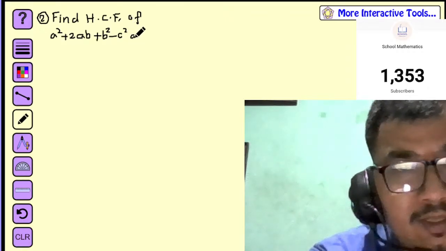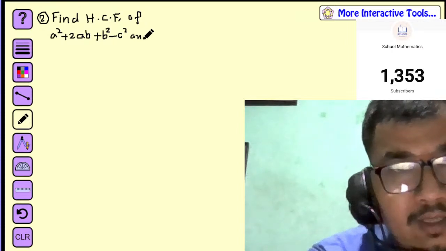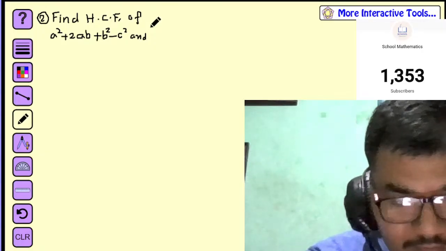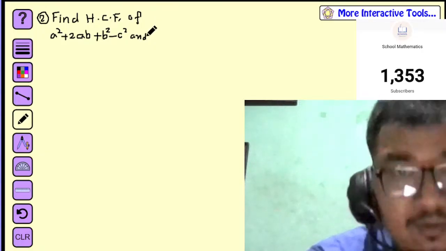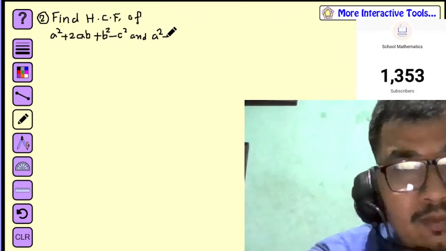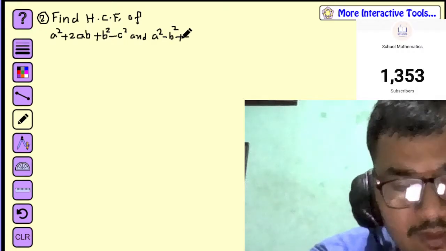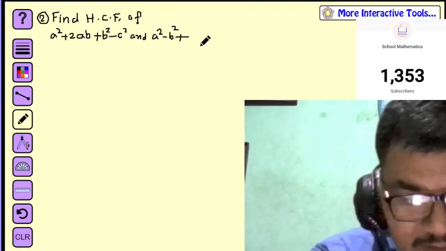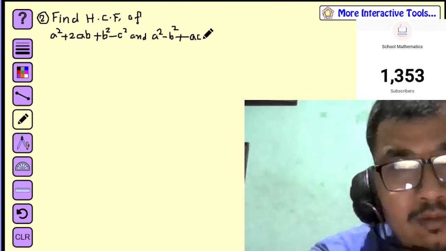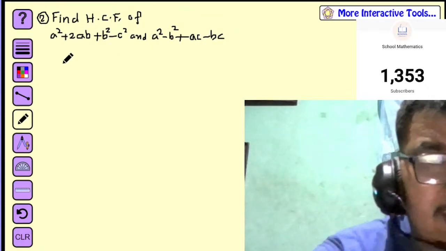and next there is given the second expression like this: a square minus b square, okay, a square minus b square plus, and there is given ac minus bc, okay, ac minus bc. Let's see here, this is another example for the H.C.F.